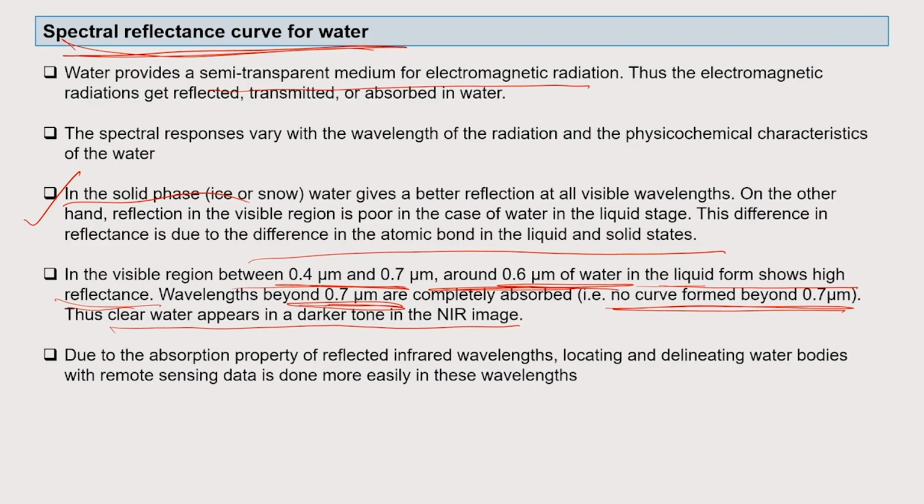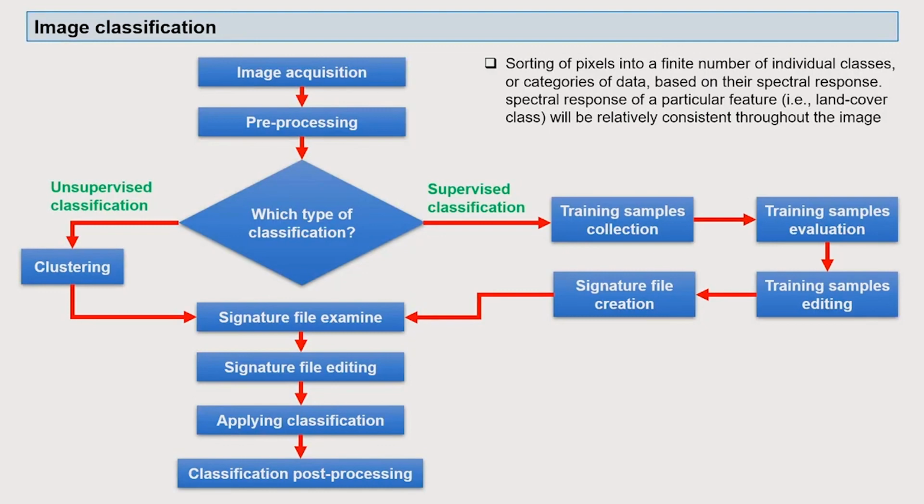Due to this absorption property of reflected infrared wavelengths, locating and delineating water bodies with remote sensing data is done more easily in these wavelengths. So near infrared wavelengths help us in locating and delineating water bodies with remote sensing data, and we can do it much more easily.